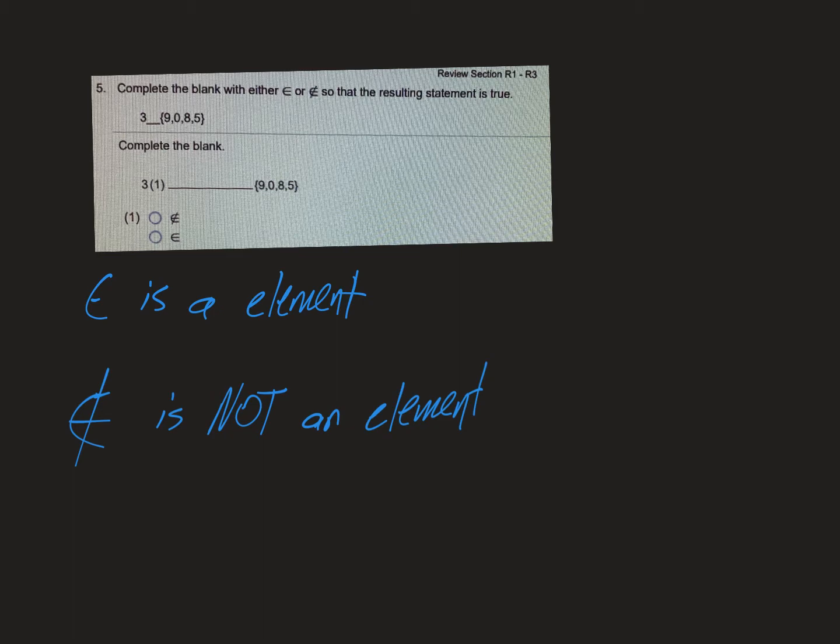So you can see 3 is not in 9085. It is not one of those numbers. So we would fill it in with that ∈ with the slash through it and choose the first option there. Okay. If 3 was a number included in there, then you would, of course, use the is an element of.